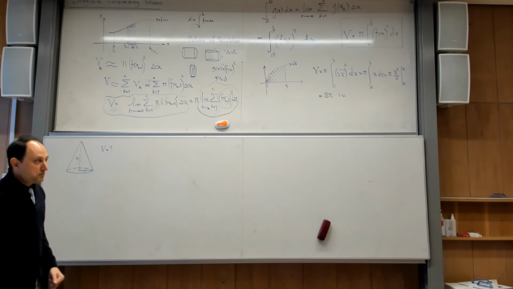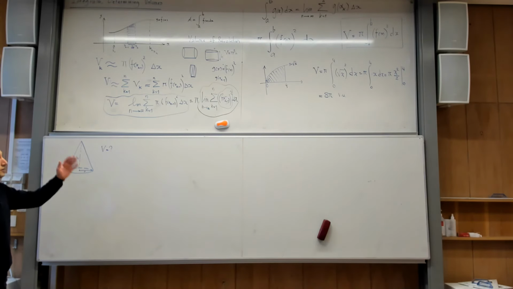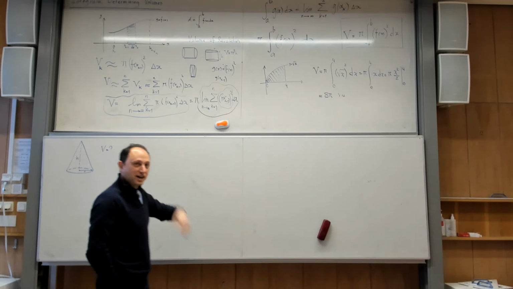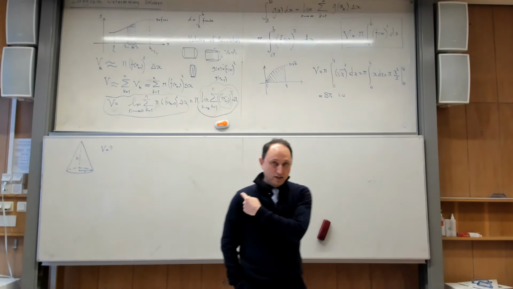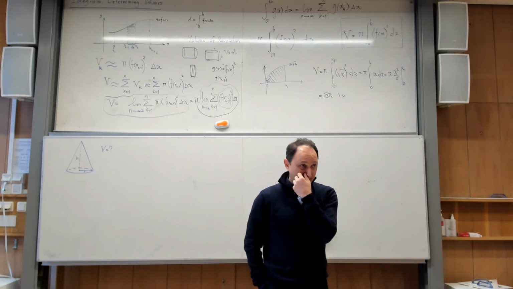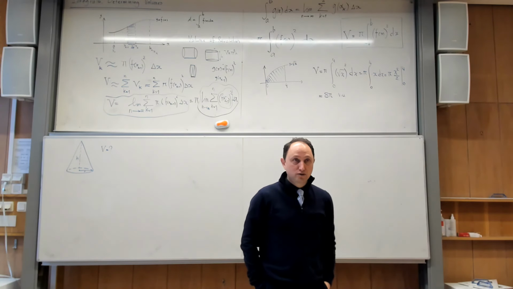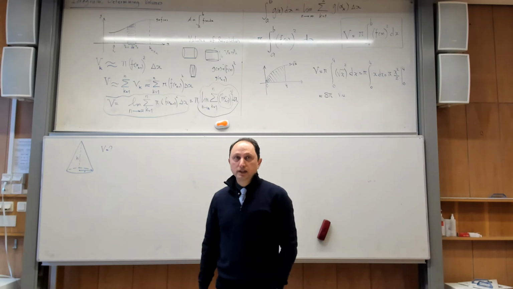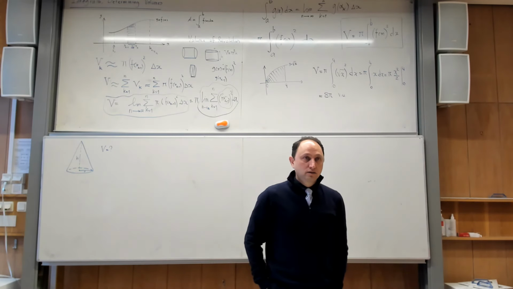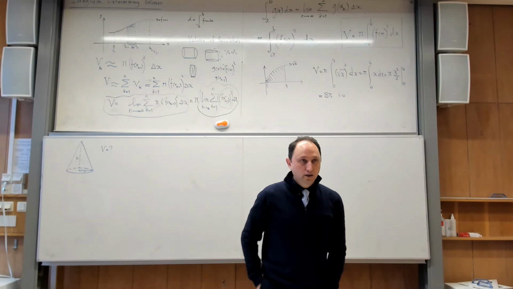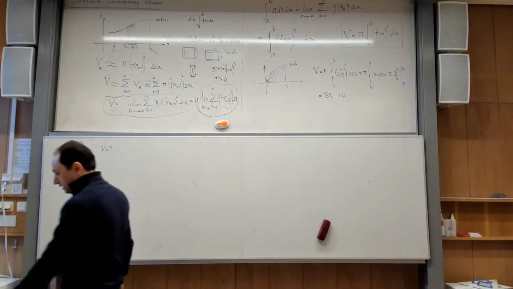So you need to imagine a function so that after being rotated about the x-axis, for example, it generates the cone. Can you tell me what function is good for this, if you want to generate a cone? Almost any straight line function. Any straight line, yes? But we have to adapt this straight line.